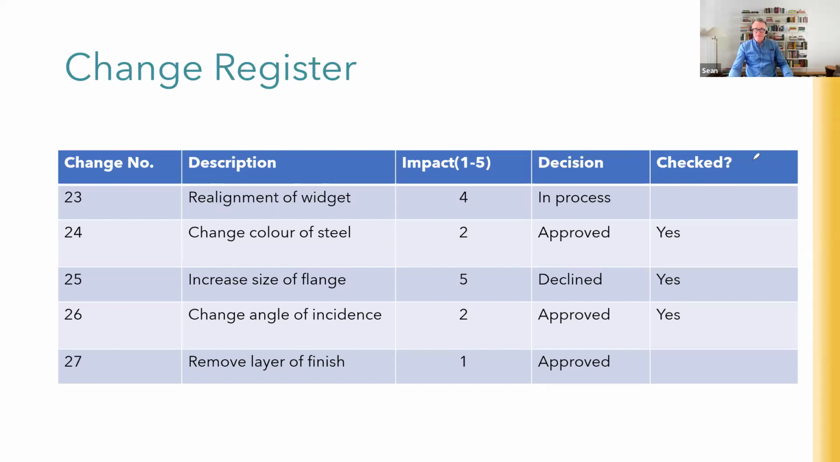And then you'll also have, did somebody check it? Now, this makes sense to you. If you've approved, in this case, changing the color of the steel and it was approved, you want somebody to go and check that somebody changed the color of the steel. Look at this one, change number 25. It was declined. Somebody still needed to go check that the work wasn't done.